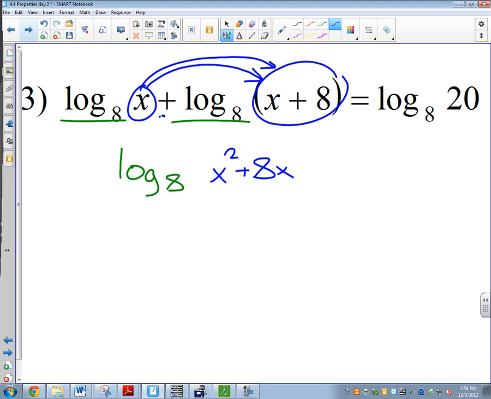Great, I've done that. Now I'm going to work on the other side. There's no condensing to do. It just says log base 8 of 20. So I didn't condense anything on the other side. Over here, I put it together and make it just 1. Over there, it's the same. Look what I have now.